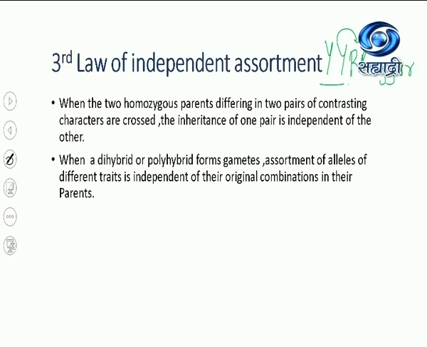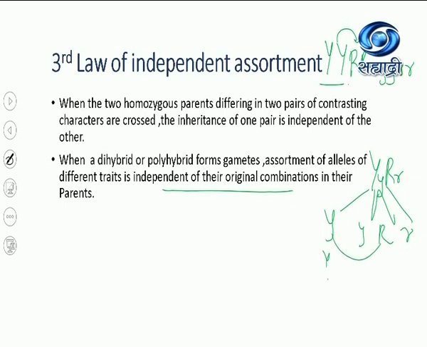When a dihybrid or a polyhybrid forms gametes, what was our dihybrid? Capital Y, small y, capital R, small r. When they are forming gametes, they segregate from one another first, and then they independently assort, so that different combinations are formed. Capital Y will form a gamete with capital R. Capital Y may also form a gamete with small r. Small y may partner with capital R, and small y may partner with small r.